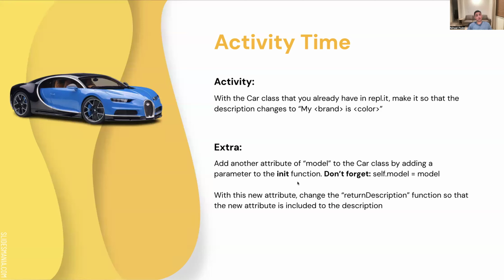With the car class that you already have in Trinket, make it so the description changes to my brand is color. An extra thing, if you have extra time: add another attribute of model to the car class by adding a parameter to the init function. Don't forget self.model equals model. With this new attribute, change the return description function so that the new attribute is included in the description. Let's pause the video and take a moment to try that.